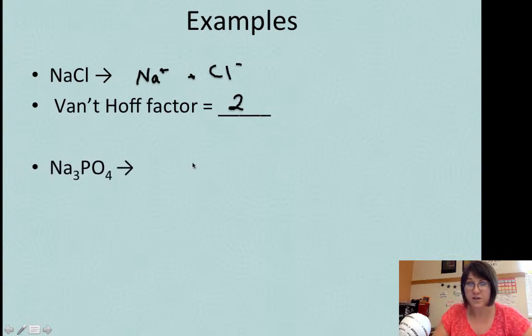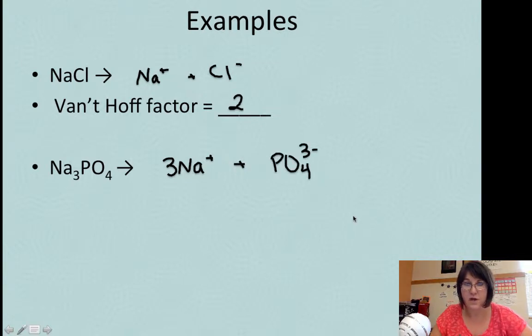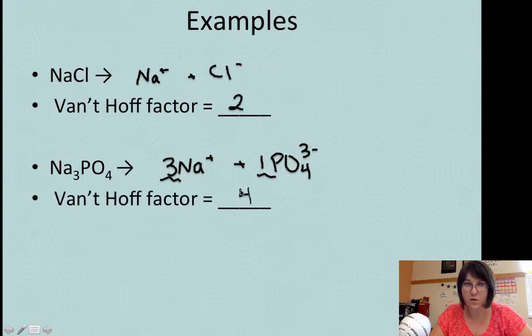Suppose that sodium phosphate broke apart. When sodium phosphate breaks, remember I have 3 sodiums now, and only 1 phosphate. Phosphate is a polyatomic ion that stays together. So how many total particles is this? I have 3 sodiums and 1 phosphate. So the Van't Hoff factor will be 4, because there's a total of 4 ions in the solution.